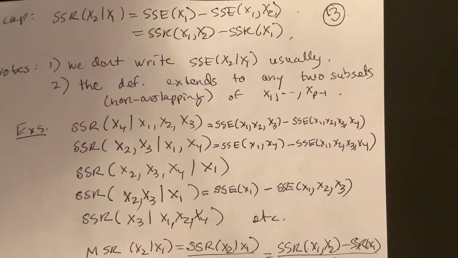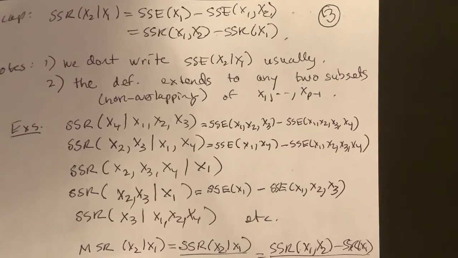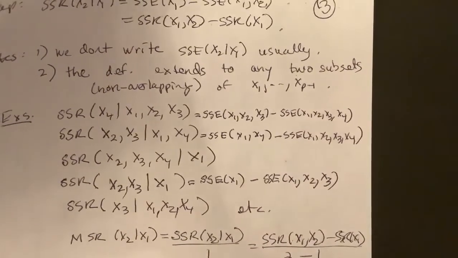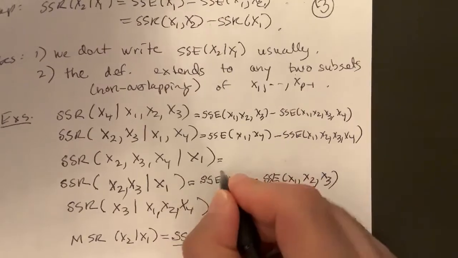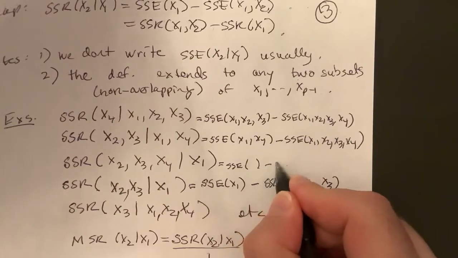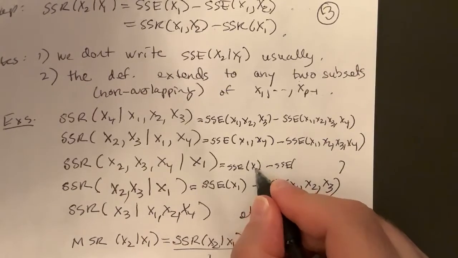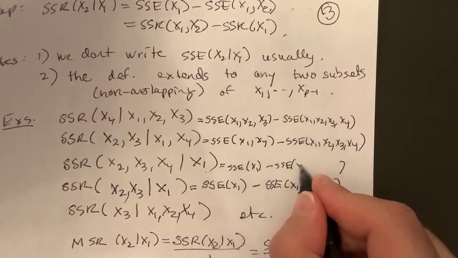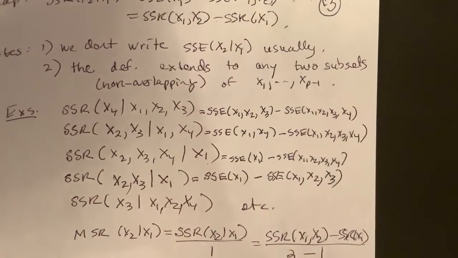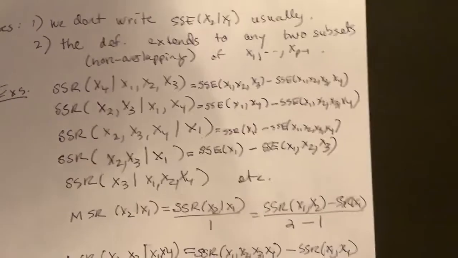For example, I wrote some here like SSR x4 given those three. So that would be SSE of x1, x2, x3 minus SSE of all four, etc. What could you do for this one? So this one would be SSE. Which ones should be in here? I'll give you a hint. Minus SSE. So here I just take x1. x1's always in the model. And here I have x1, x2, x3, x4. The next one, SSR. Yep, x1's always in the model, so etc.